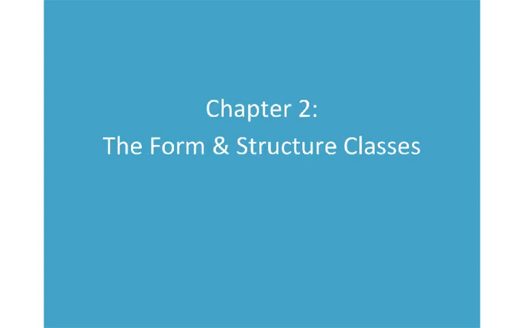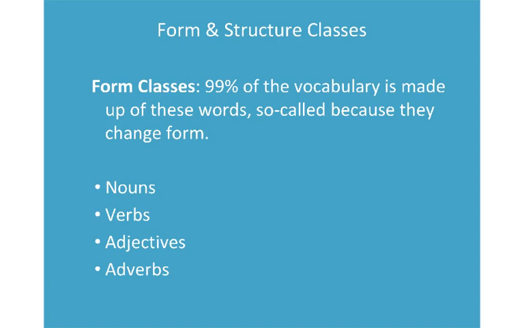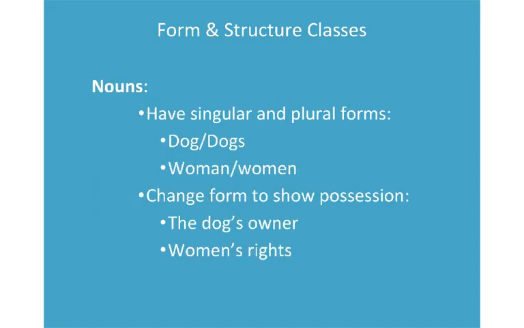So this is from another source, but again, it is just excellent grammar work. We're going to be talking about the form and structure of sentences, and they're going to tell you what that means here in a second. So 99% of the vocabulary is made up of these words. They change form depending on how you use them in the sentence, which is where the word form comes from here. So first, there's a review of nouns.